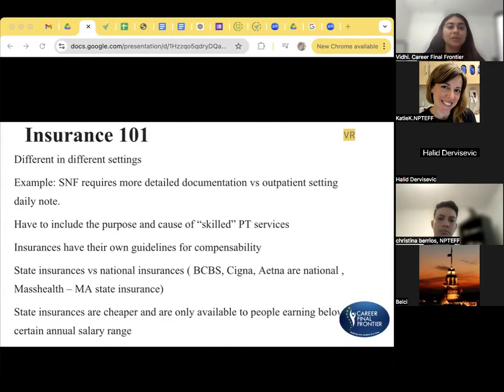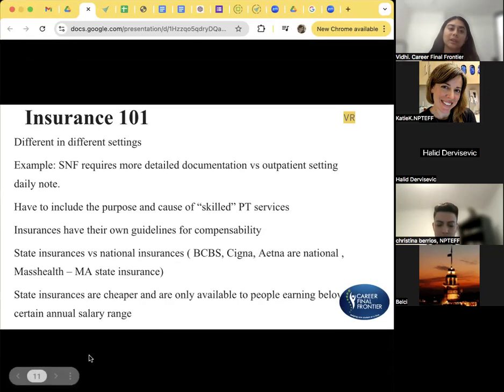Okay, now let's go to what is insurance and how do we deal with it and what does it mean? So first things first, insurances have differences in different settings. Which insurance to use in which setting, how many are there, how do you navigate through there? They're all different. They're different state-wise as well, right?